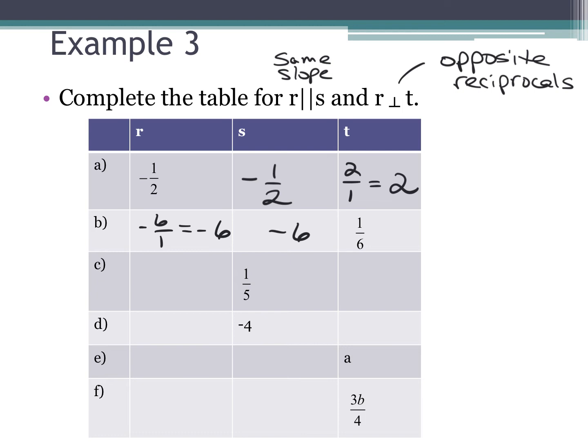Then in column or row C, they gave us S. Remember, S is parallel to R, so R would be 1/5, and then T is opposite sign and reciprocal, so -5. For D, same thing. They gave us S. S is parallel to R, so it's the same. And then R and T are perpendicular, so opposite reciprocals. So flip it and make it positive, so 1/4.